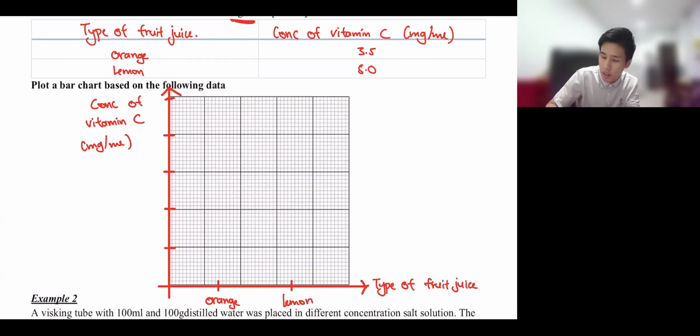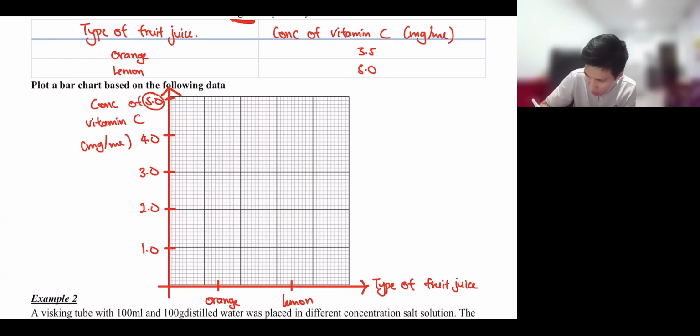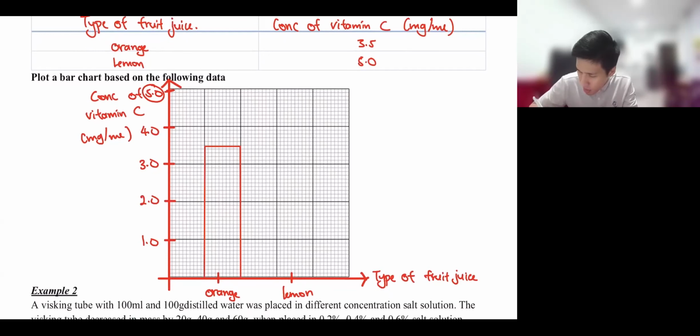Okay, so y-axis, the scale, you just use 1. Every box is 1. 1, 2, 3, 4, 5. Now the 5 I write on top here, no space really, and my graph paper is very small. So orange, 3.5. Lemon, 5. Now when you draw already, don't forget you must type that.